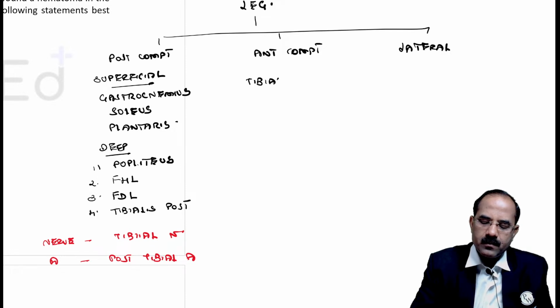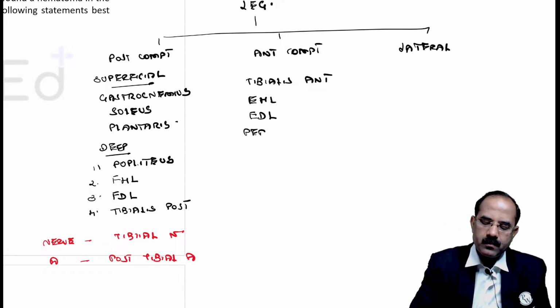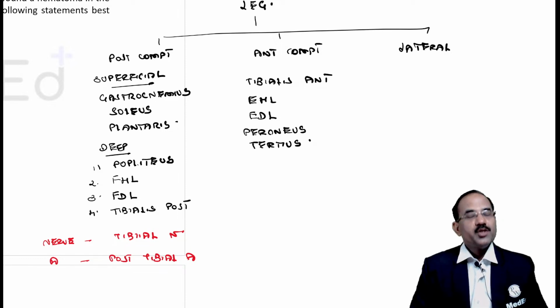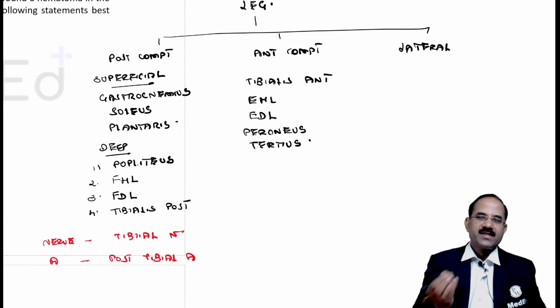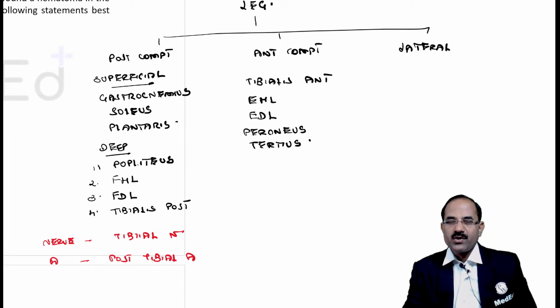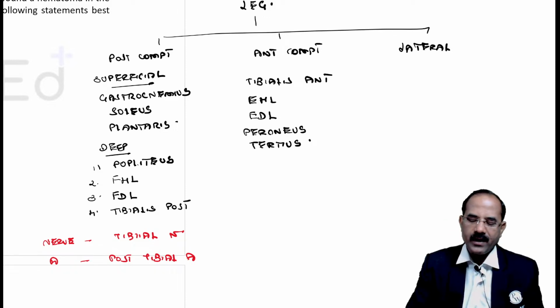Anterior compartment. Which are the muscles here? Tibialis anterior, extensor hallucis longus, extensor digitorum longus, peroneus tertius. Just remember this. Tibialis anterior, extensor hallucis longus, extensor digitorum longus, and peroneus tertius. Students, what is the action of all these muscles? All these muscles, they do what? Dorsiflexion at the ankle joint.